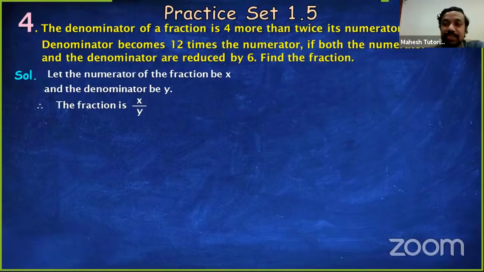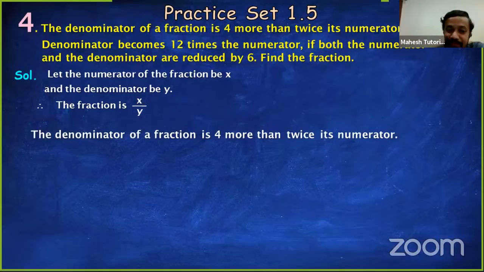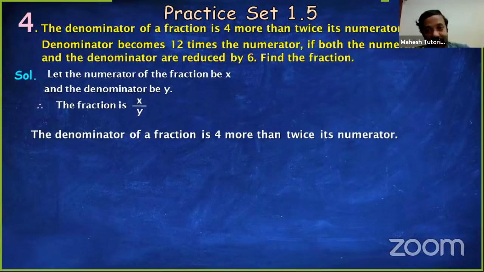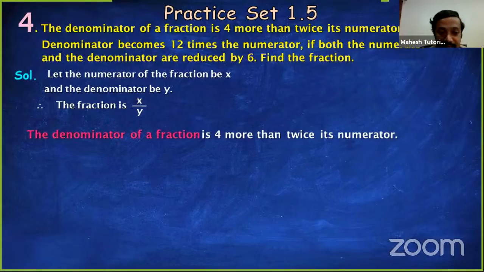Now let us move towards the first condition given to us in the question. Now students, everyone read the first condition. The denominator of a fraction is 4 more than twice its numerator. So students, we'll take the condition part by part and frame the equation part by part. The condition says the denominator of a fraction. Now tell me, students, as per our assumption, what is the denominator of the fraction that we have assumed? Y. So instead of denominator of a fraction, we'll write y.